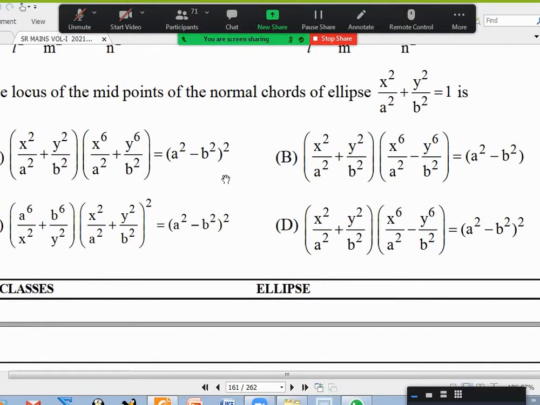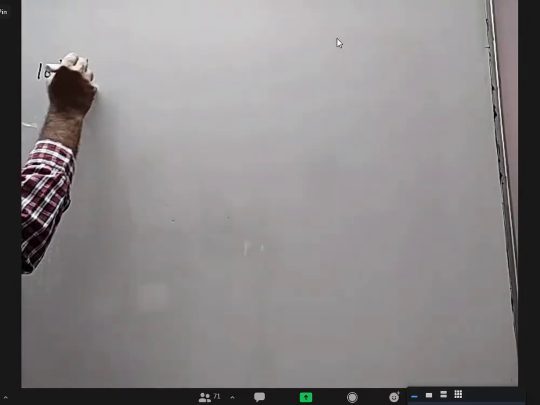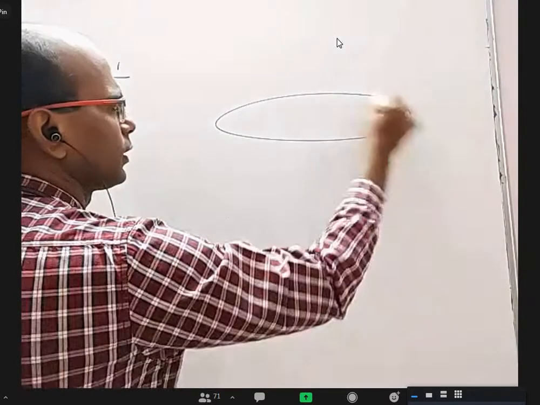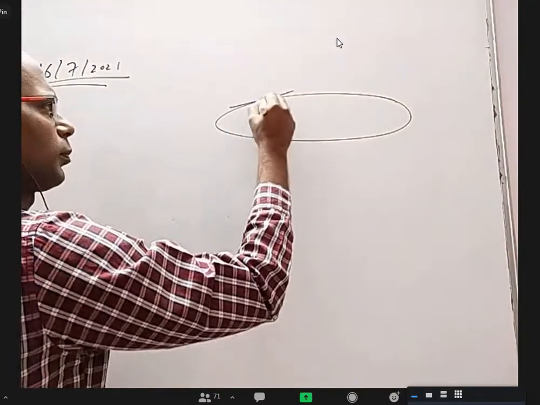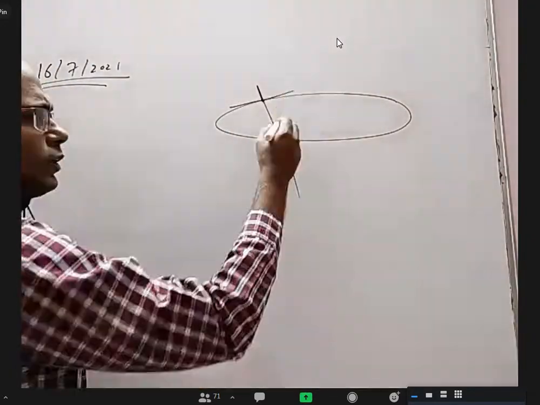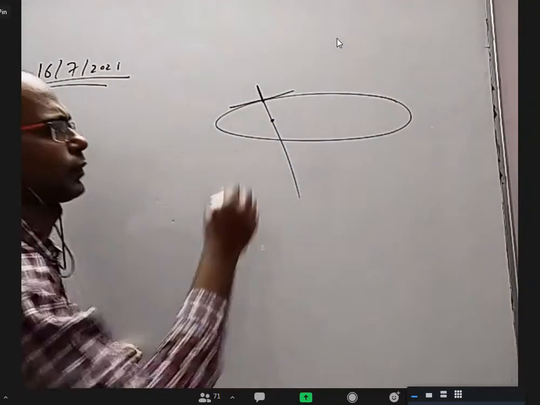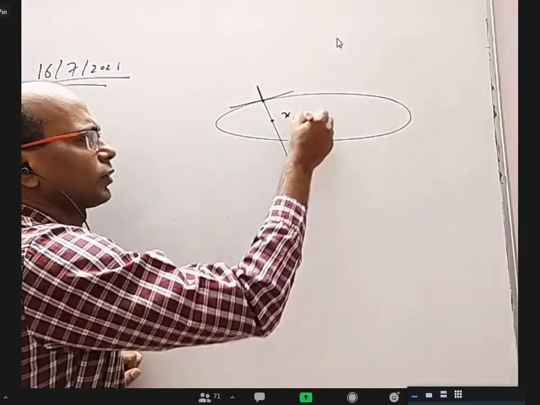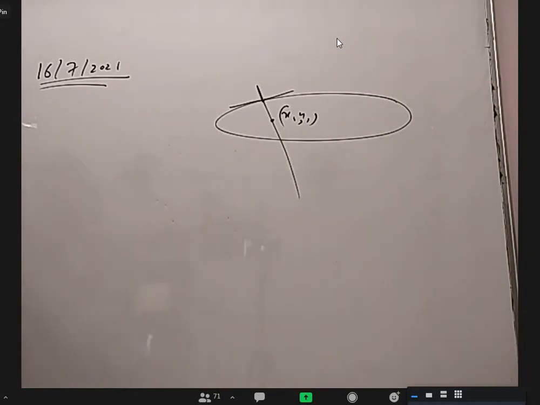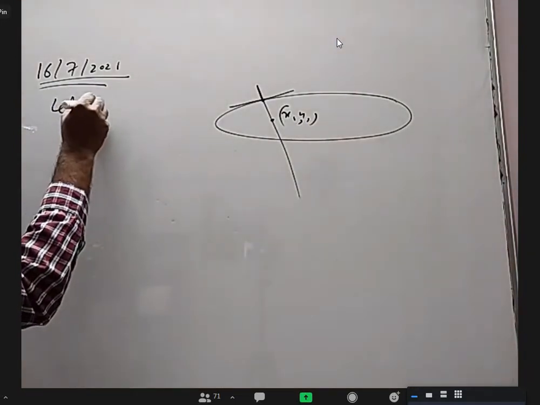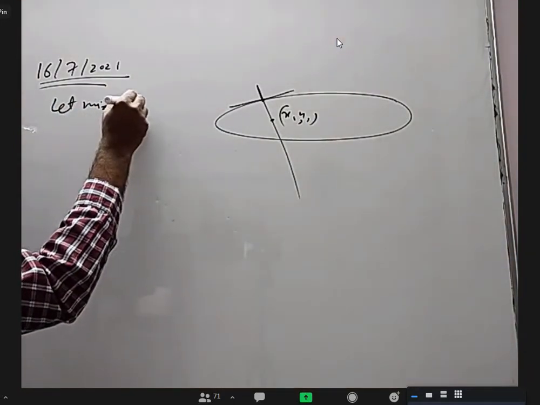85, anybody any doubt? Sir, 85. Okay, we have an ellipse and you take a point and draw a chord. Any chord will have one midpoint. What is the locus? Take the midpoint as x1, y1. Let the midpoint be x1, y1.